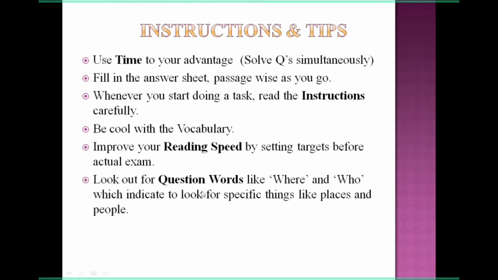And lastly, look out for the question words like where, who, which indicate special things like places and people. There are many times in questions these WH and H family words are located, so you will have to look out for these words. Where suggests you will have to find a particular place in the text. Who, you will have to find a name of a person in the text. So these words are very helpful for you to indicate special things in the passage.